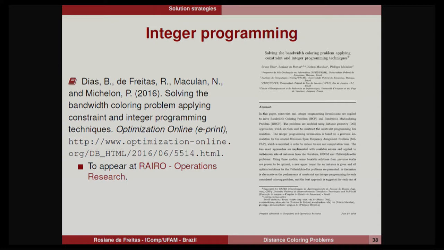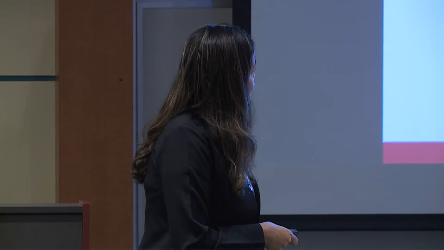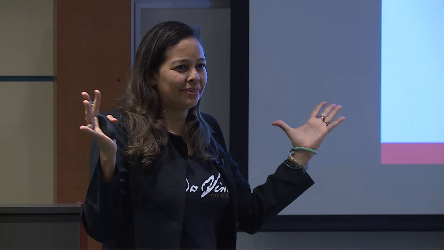We have another paper available on Optimization Online, but also accepted at RAIRO, a European journal on operational research, a French journal. It's an international journal now. It's considered international. Ah, yeah, okay. Great. It's not European nor French. It's considered international. Okay. Better for us. Liu and Maculan are involved with RAIRO. No? No? Oh, okay.